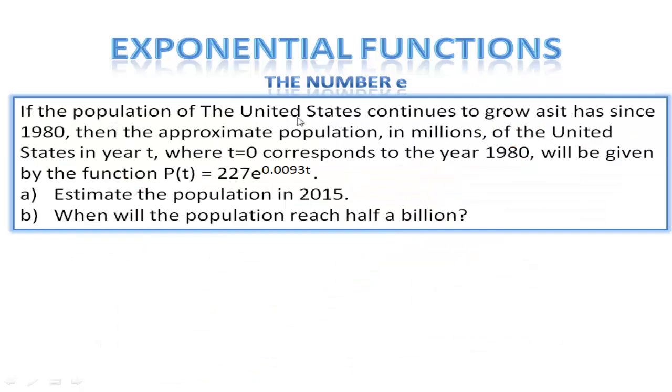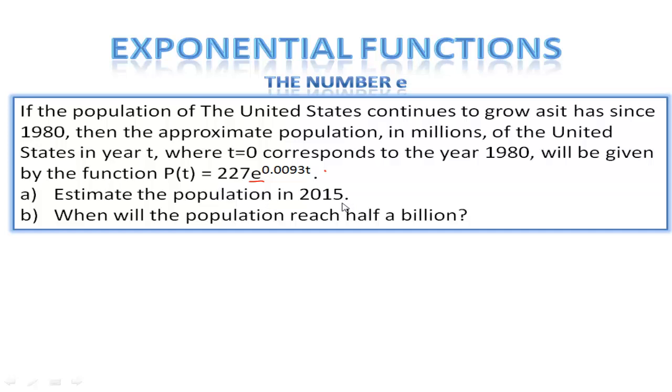And here's an application of that. If the population of the United States continues to grow as it has since 1980, then the approximate population in millions of the United States in year t, where t equal to 0 corresponds to the year 1980, will be given by this function. And notice that this function has e as the base of this exponential function. E is my base.